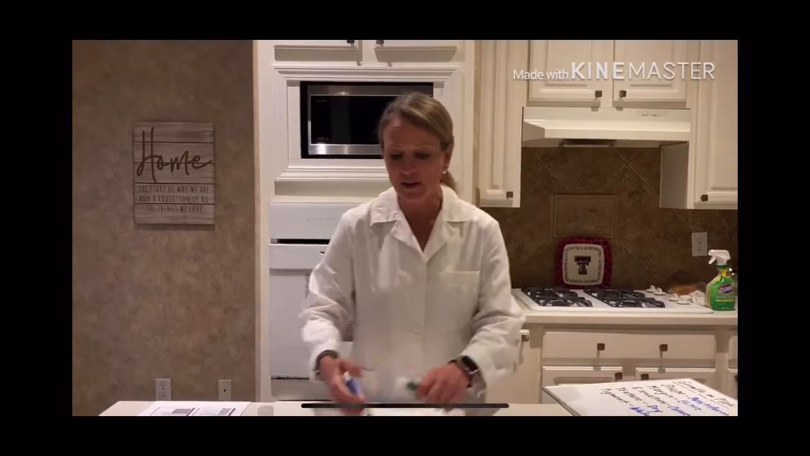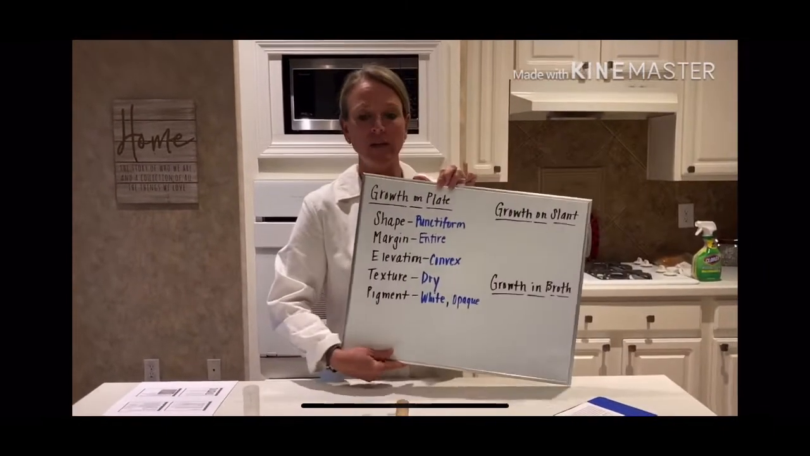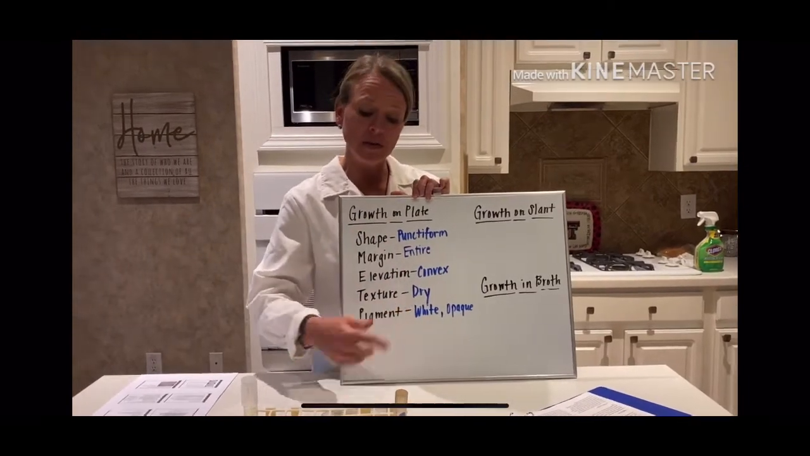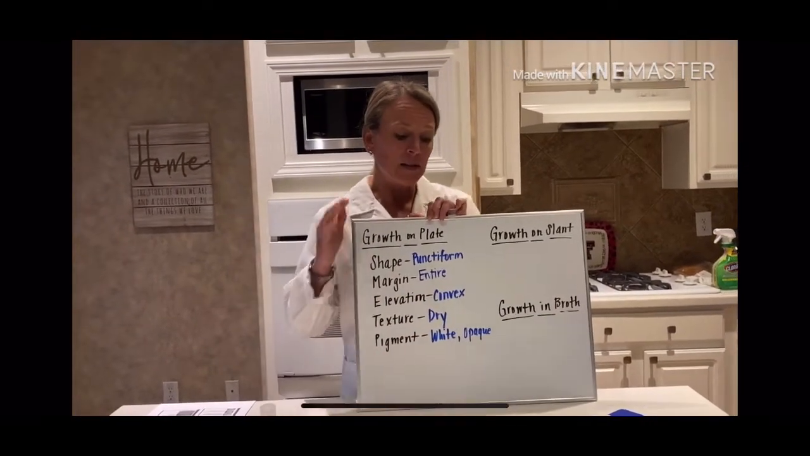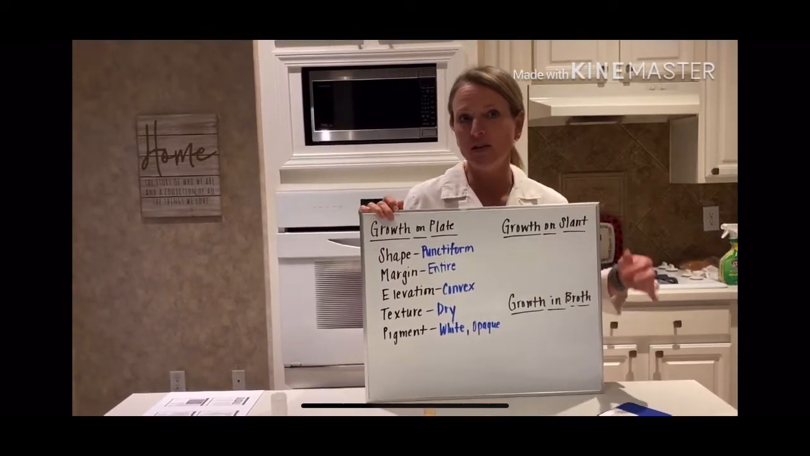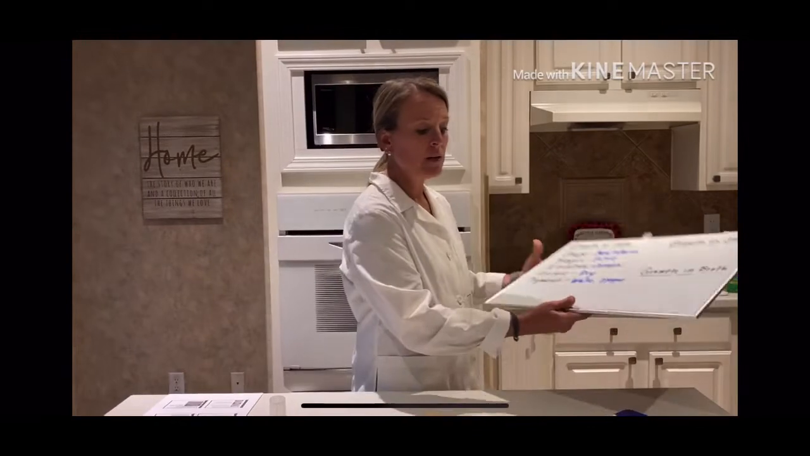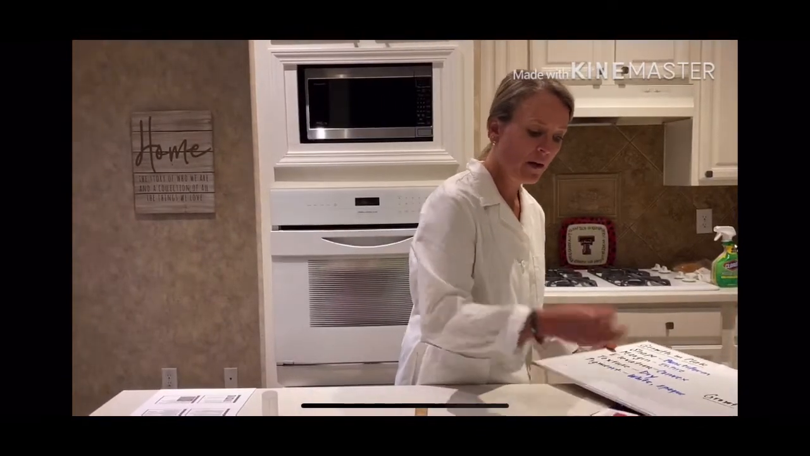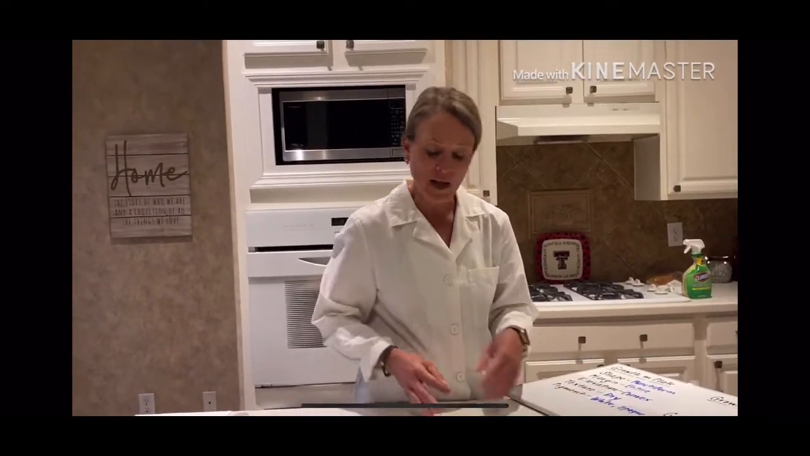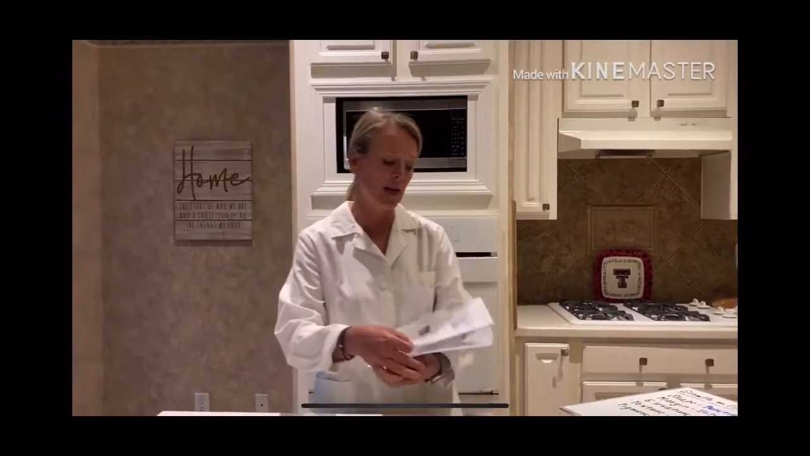So, when I've finished observing what I see on my plate, again, what I'm doing is just going through and filling in these categories: shape, margin, elevation, texture, and pigment, describing what my culture looks like growing on a plate. So the next step would be to describe what it looks like on a slant and what it looks like in a broth. Now, these are not as detailed as what you see when we're talking about growth on a plate. So again, referring to my lab manual, or the additional notes that were provided to you, I would go through and determine what it looks like growing. So I'm going to pull out my additional notes that I had provided.